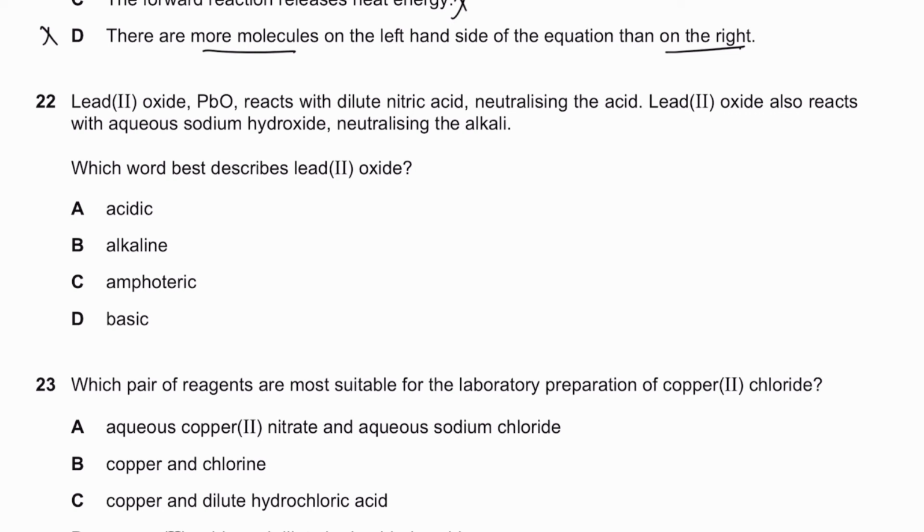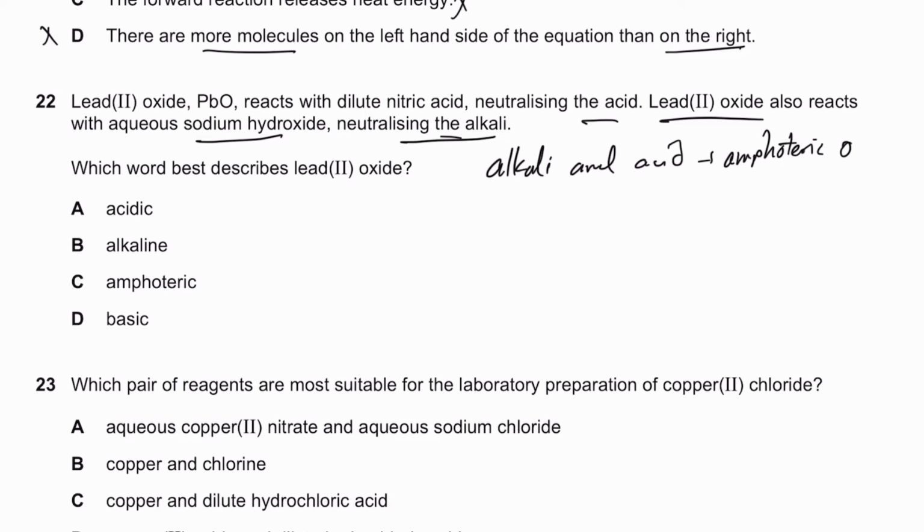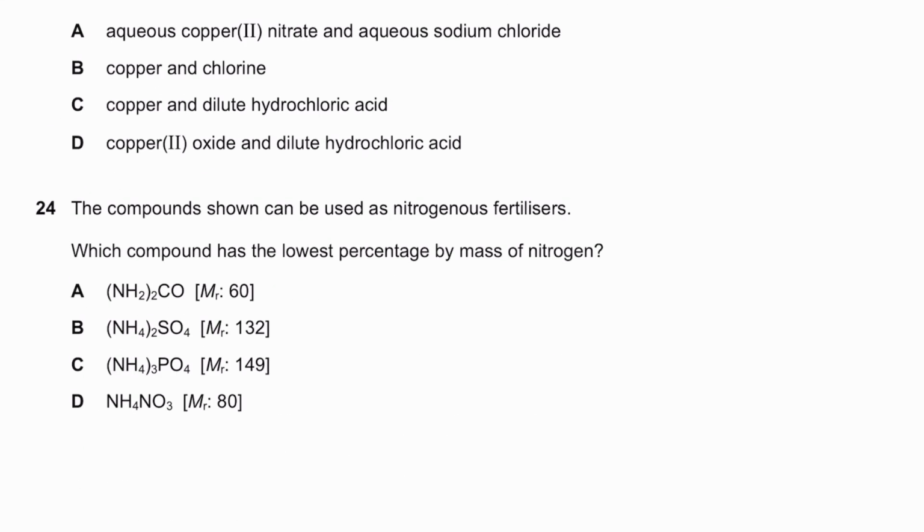Lead 2 oxide reacts with dilute nitric acid, neutralizing the acid. Lead 2 oxide also reacts with aqueous sodium hydroxide, neutralizing the alkali. So it reacts with both alkali and acid, meaning it is an amphoteric oxide. It reacts with both acidic and alkaline solution. So the answer is going to be C.